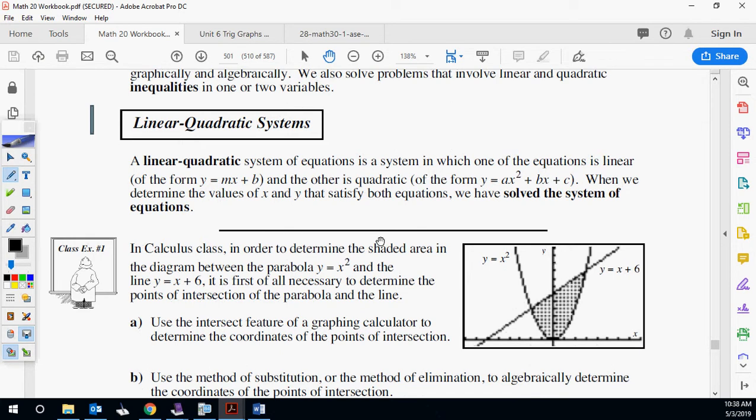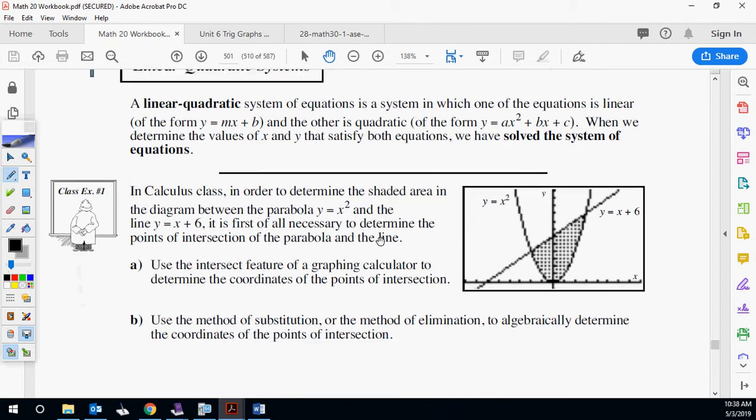A linear quadratic system of equations is a system in which one of the equations is linear, and the quadratic is the other one, obviously. Determine the values of x and y that satisfy both equations.